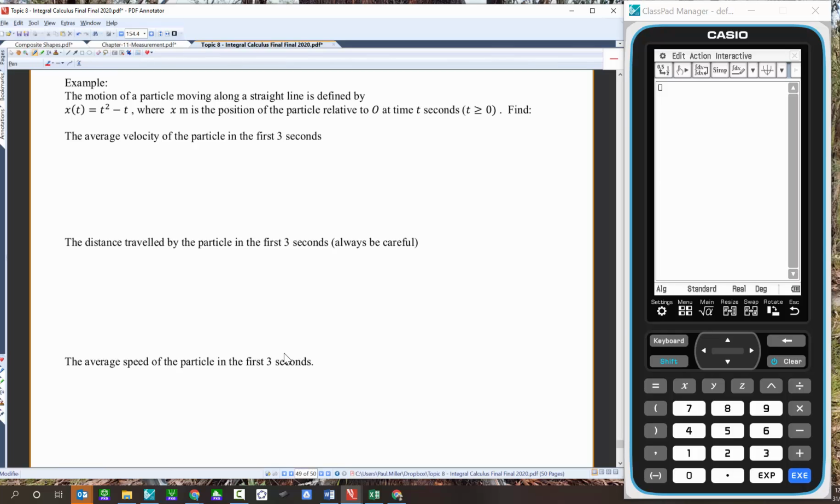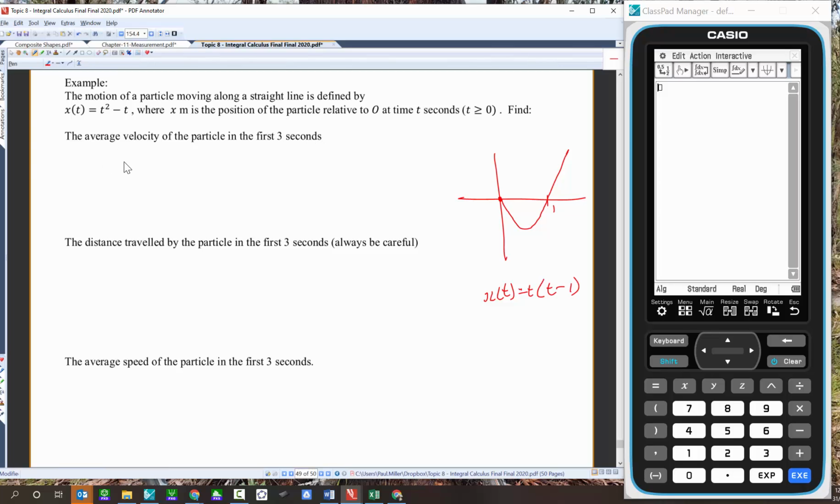Okay, so the motion of a particle moving along a straight line is defined by this function here. Anytime you do kinematics questions, we really want to graph that function. So x of t equals t take 1. We've got an upright parabola, starts at the origin and has another intercept at 1. So it's going to look like this, where t is greater than or equal to 0.